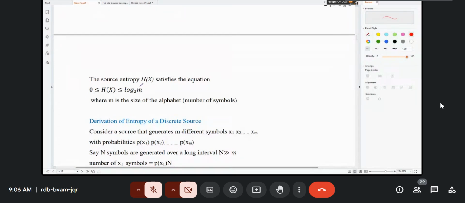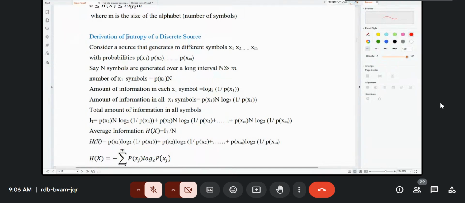Yeah, that is important because we'll be doing calculations on this. So when you do your calculation and you find your entropy is more than log2 M, redo the calculations. Something has gone wrong somewhere.